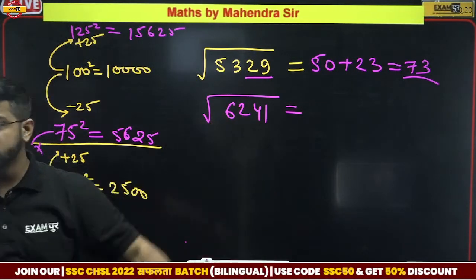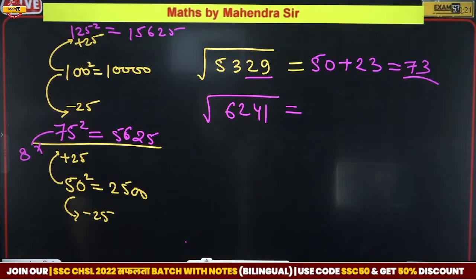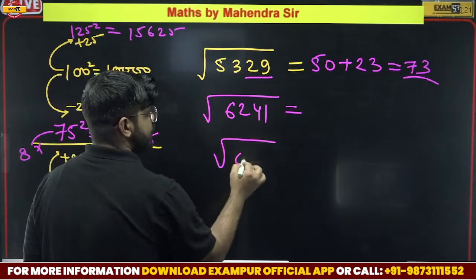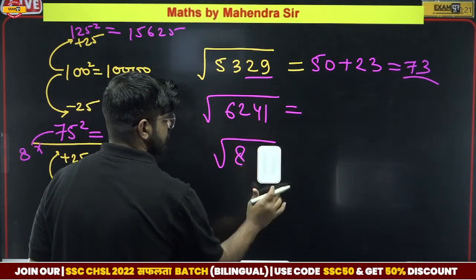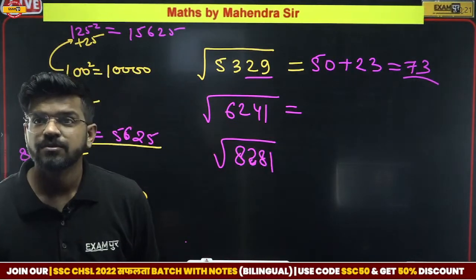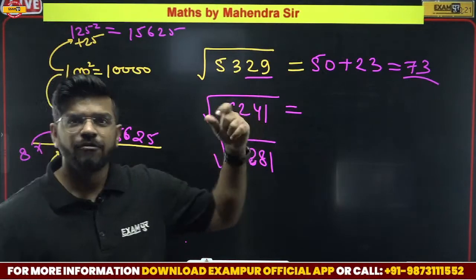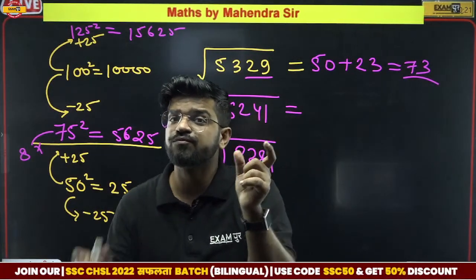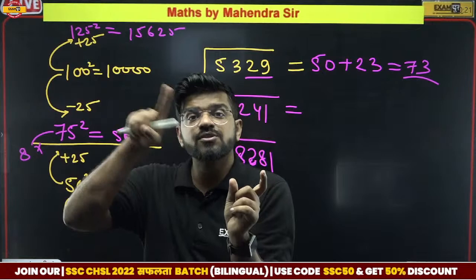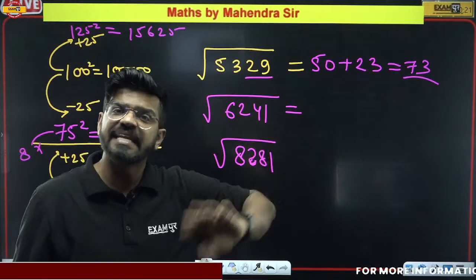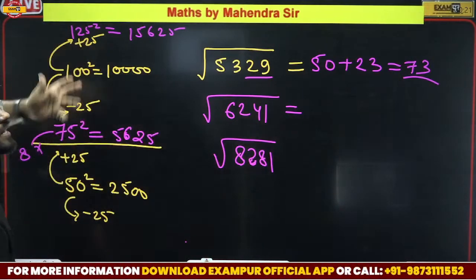Everyone tell me the answer for 6241. And after that 8281. So I didn't get 41, I got 441. In which number does 41 come? The last two digits 441 come from the square of 21. That means this number should be 21 more or 21 less. So by what is it 21 more or 21 less?